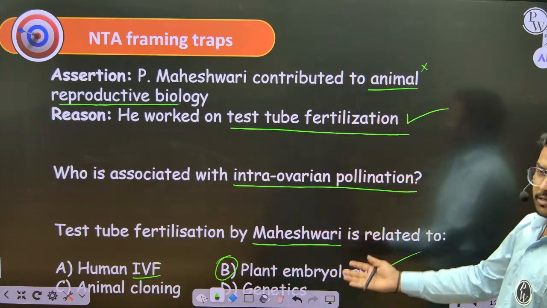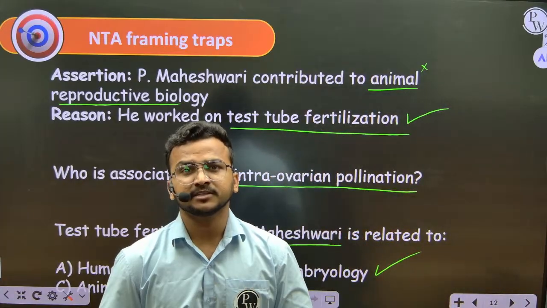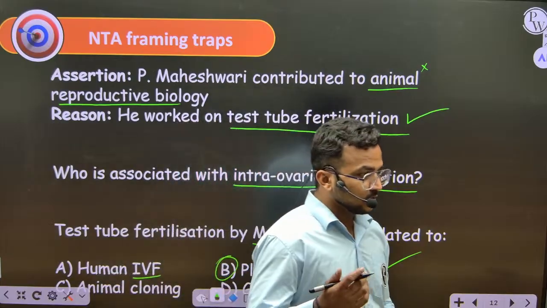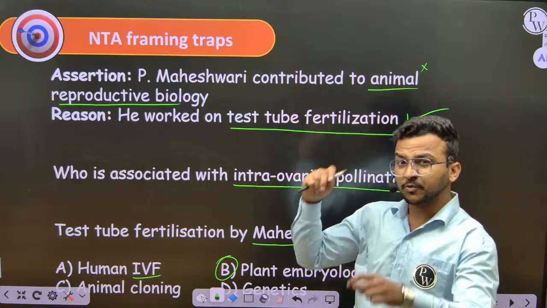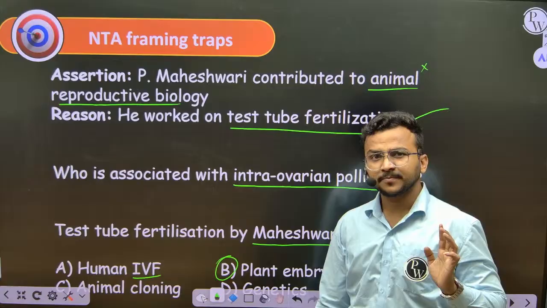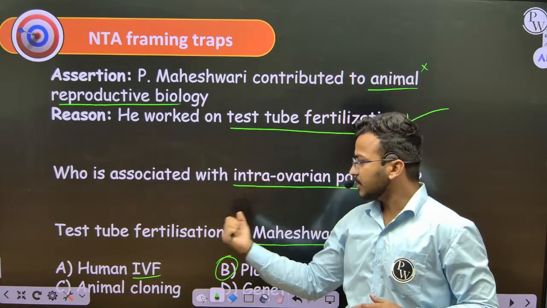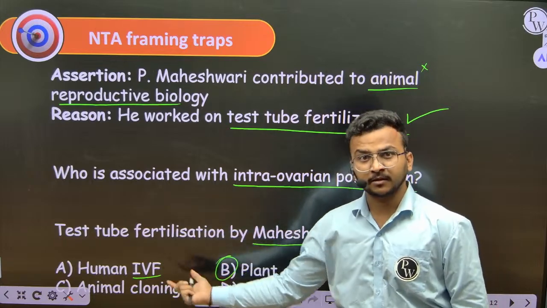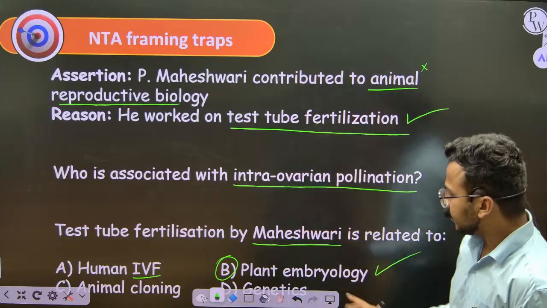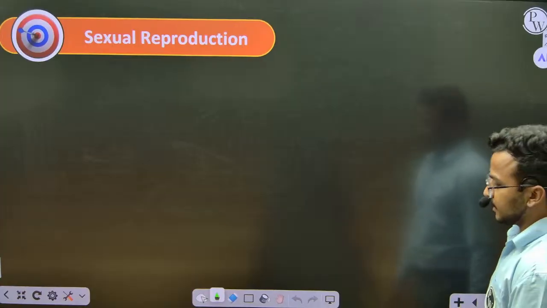So this is how the question framing will be done in the NCERT question base. So NCERT line by line you need to follow, because you can see here, from just one para of scientist introduction, how the questions can be framed. Assertion reasoning type, direct questions have been framed, or to confuse you, they can mix the concept of another chapter also. So that's why you need to be very careful here. So Panchanan Maheshwari is related to plant embryology.